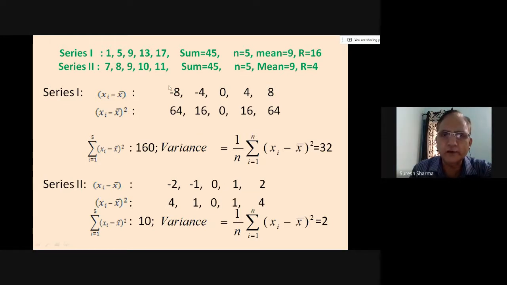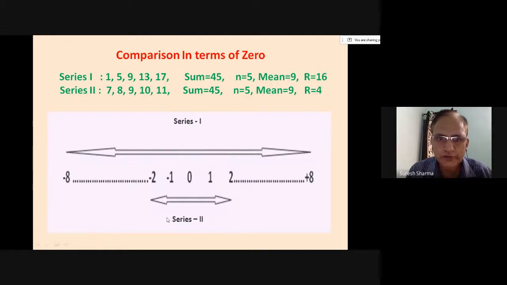Now everything converts so that 0 is there in the center, and comparison in terms of 0 is always easy. So your picture will look like this for series 1 and series 2. This is series 1, which varies from minus 8 to plus 8. This is series 2, which varies from minus 2 to plus 2.